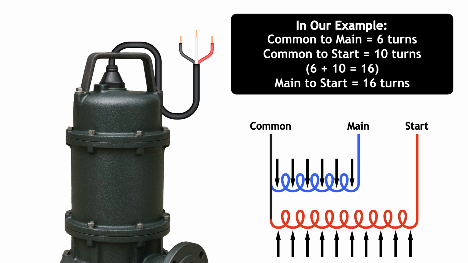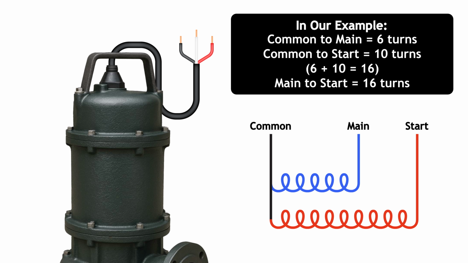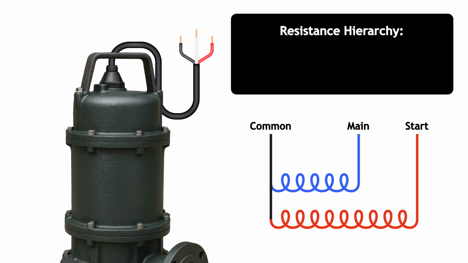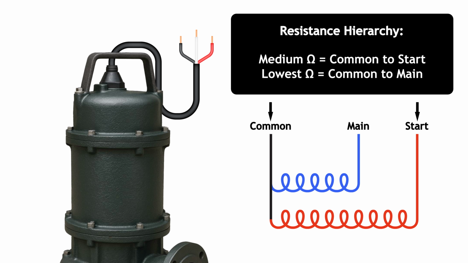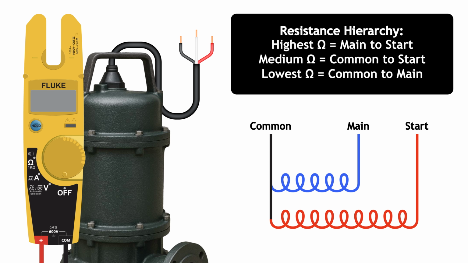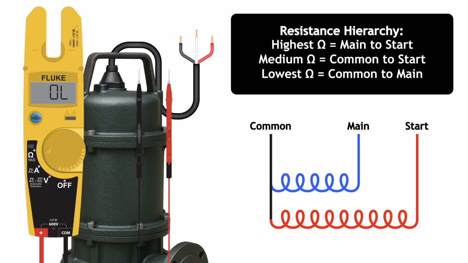Because more wire turns result in higher resistance, we can expect the following resistance hierarchy. Lowest resistance between common and main. Medium resistance between common and start. Highest resistance between main and start. Now let's apply this knowledge to identify windings using real resistance measurements.